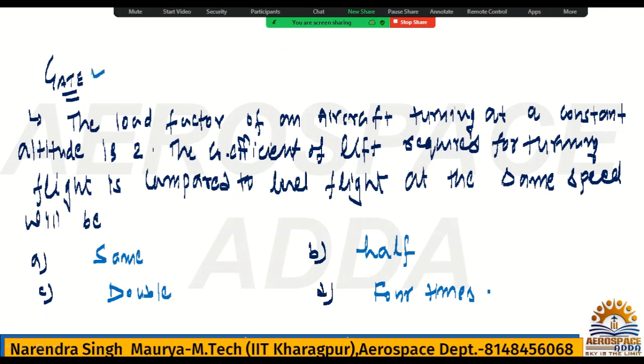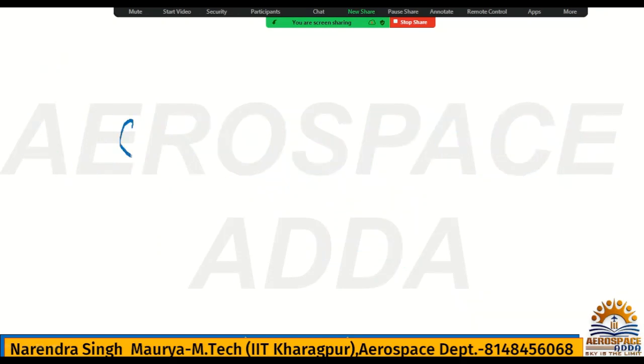Now, if you check in this problem, they have mentioned the load factor of an aircraft turning at constant altitude. Constant altitude means it is the horizontal turning, and the load factor they have given us is 2. The coefficient of lift, CL, they are saying required for the turning flight is compared to level flight. So two conditions we have. One, the aircraft is in steady state level flight. So definitely this will be the weight and this will be the lift. And in steady state level flight, I told you the lift is L naught.